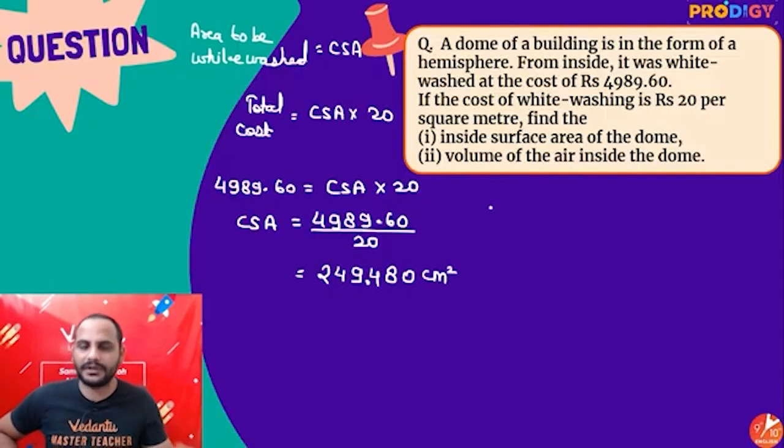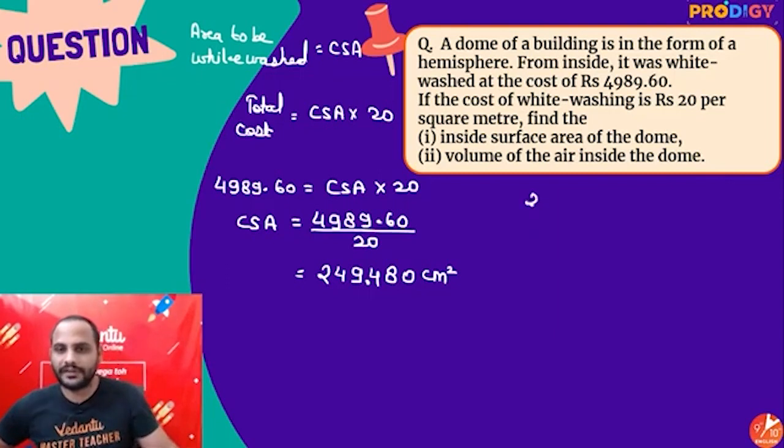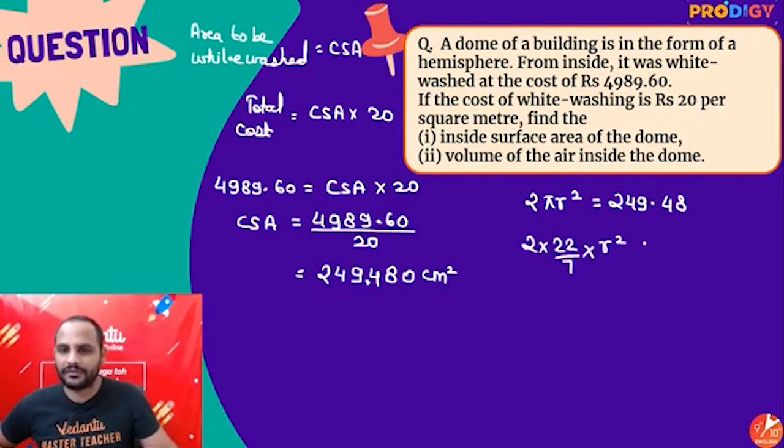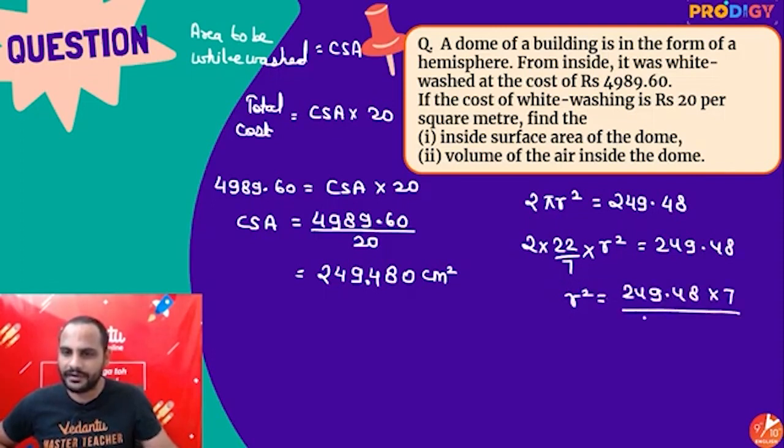Now from here you need to find out the radius, because we need to find out the volume. So CSA is 2 pi r square. This is equal to 249.48. So 2 times 22 by 7 into r square is 249.48. R square will be equal to 249.48 into 7 divided by 2 into 22.